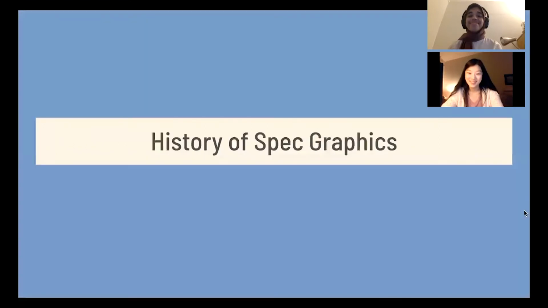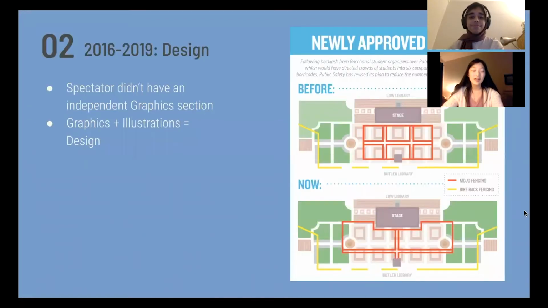Now we're going to go through a brief history of Spec graphics. As you might have noticed in our logo, Spectator has been around since 1877. Graphics, however, is a very, very new section, which started in 2016 as part of design. Design was the combination of illustrations and graphics. And if that distinction seems a bit odd or unclear, it's because it really was.